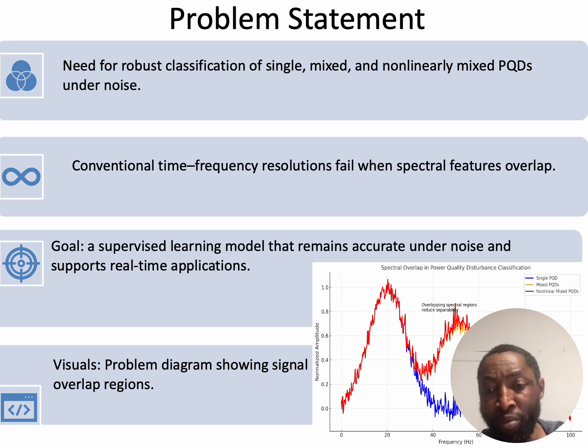This plot in the background shows the blue, which is the single power quality disturbance, with a clean spectral peak, easily separable. And then the orange is a mix of power quality disturbances, overlapping peaks from two sources. And then the red in the plot shows the nonlinear mixed power quality disturbance, multiple blended peaks with added noise, which is very hard to classify.